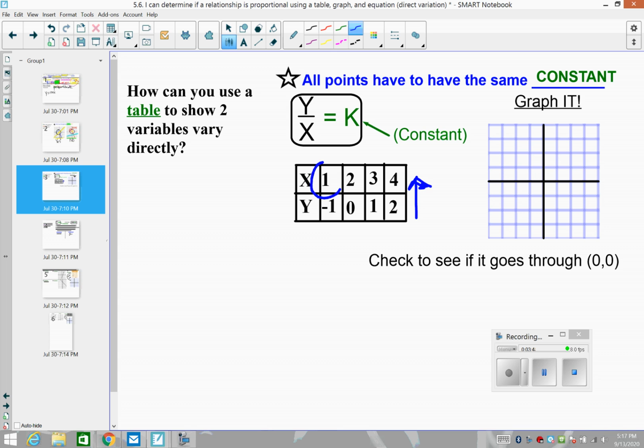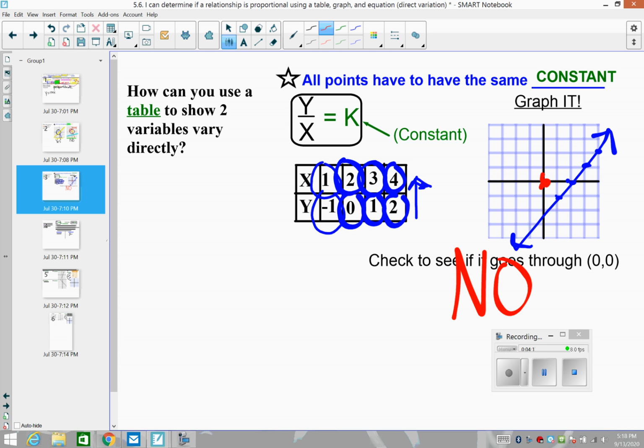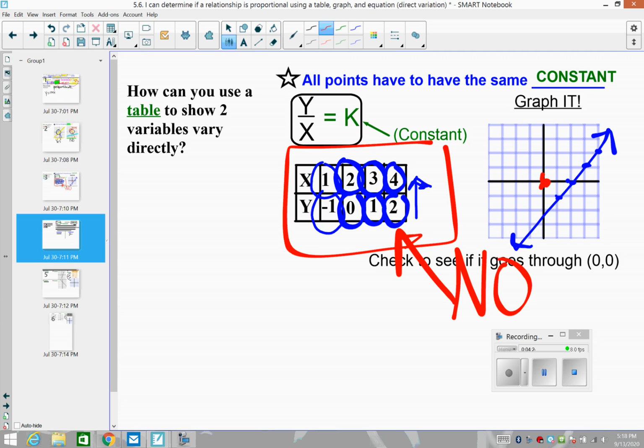So the first data point is right 1, down 1. The next data point would be right 2, 0. The next data point would be right 3, up 1. The next data point would be right 4, up 2. And we would graph the line. Does this line go through the origin? No. So we would say that this table is not proportionate. It does not go through the origin. So that's how we check a table.